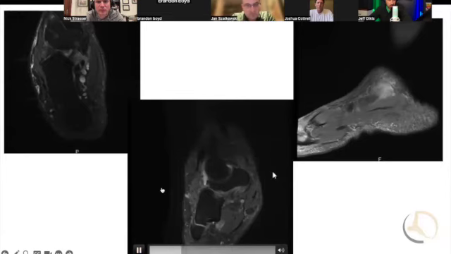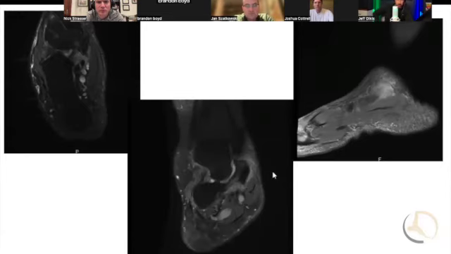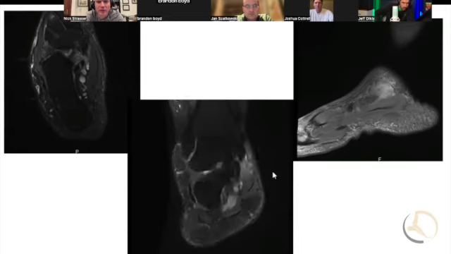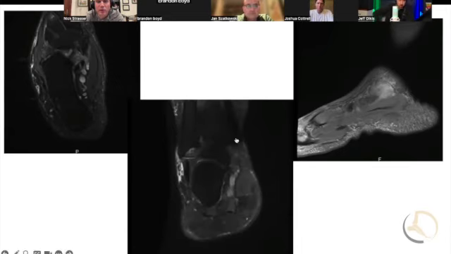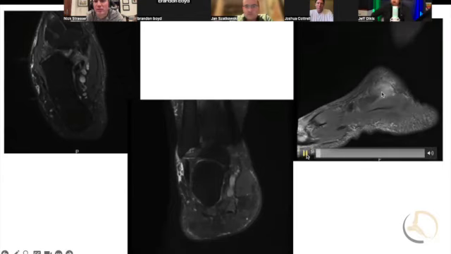Here's the coronal. Cursor's on the medial side of the ankle there. You can see kind of that thick bogginess about the posterior tibial tendon. Then I got a sagittal image here too.